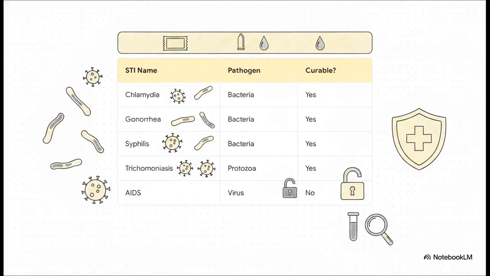We also have to stay super vigilant about sexually transmitted infections, or STIs. These can cause everything from mild discomfort to severe systemic disease or even sterility. When we look at the pathogens behind the most common STIs, a really crucial medical reality pops up. STIs caused by bacteria or protozoa, stuff like chlamydia, gonorrhea, syphilis, and trichomoniasis, those can typically be cured with a round of antibiotics. But viral STIs, like AIDS, currently there is no cure. And that's exactly why barrier protection and regular testing are just vital, non-negotiable pieces of your reproductive health toolkit.